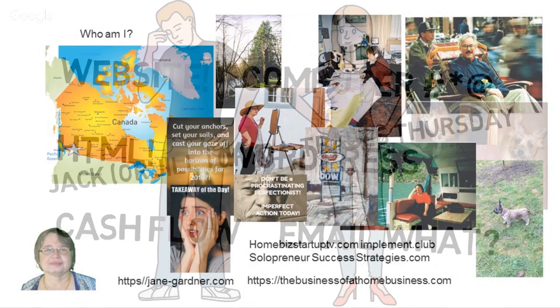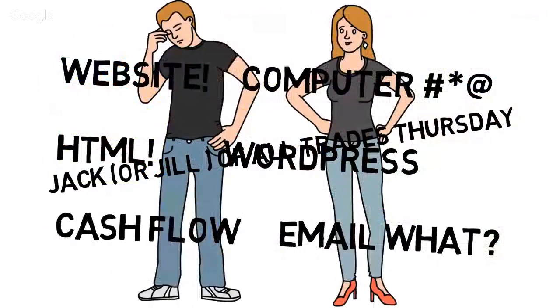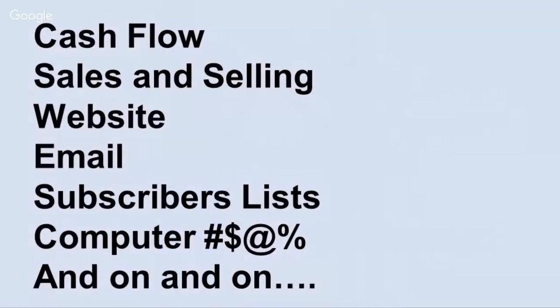Now, why is this called Jill or Jack of All Trades? Because a solopreneur needs to know a little bit about a lot of things. We've had a look at HTML, we've had a look at WordPress, we've had a look at cash flow, we're looking at payment systems right now, and we'll be looking at other things as well, because a solopreneur needs to know a little bit about a lot of things. So today we're looking at how to get sales in terms of how to get the payment.